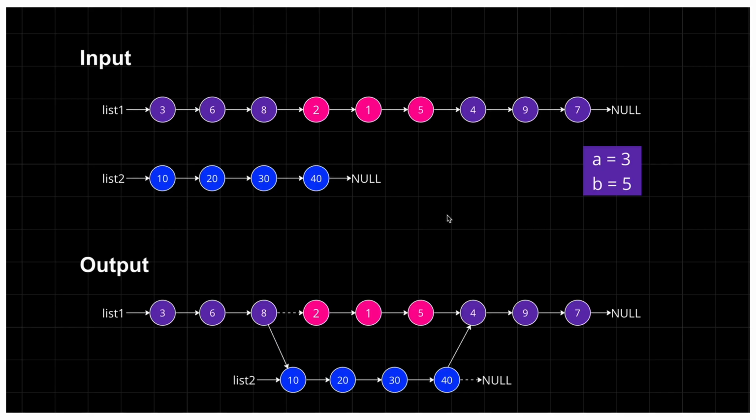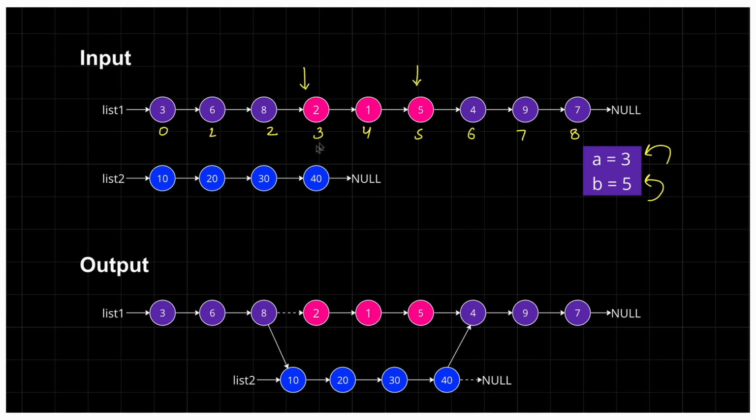Now let's look at this example. This is list 1, this is list 2, and this is the output that we are expecting. Let's see how we are getting this output. We are given that we need to start removing nodes from index 3 up till 5, right? So if I number this, 0, 1, 2, 3, 4, 5, 6, 7 and 8, that means we will start removing nodes from here up till here.